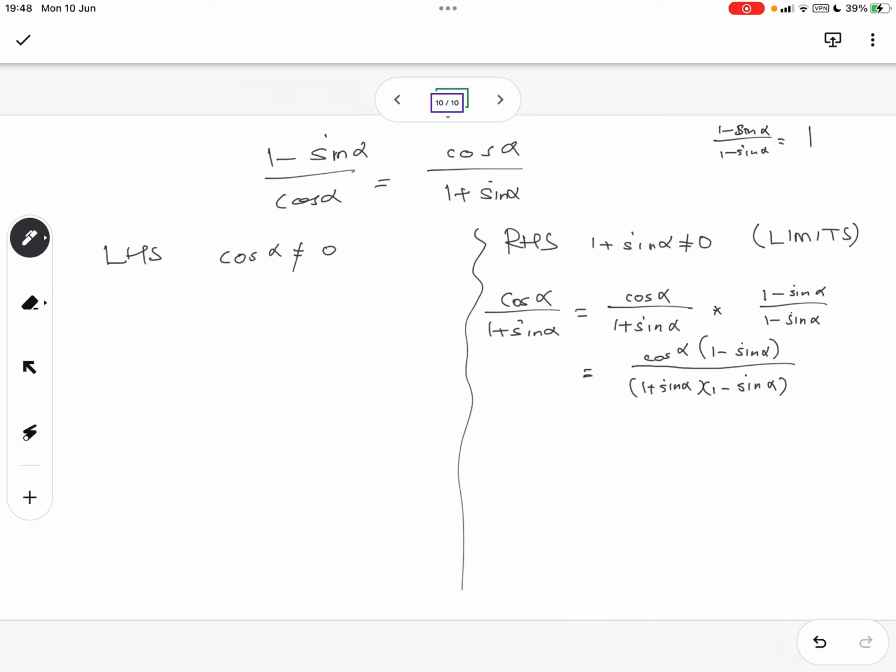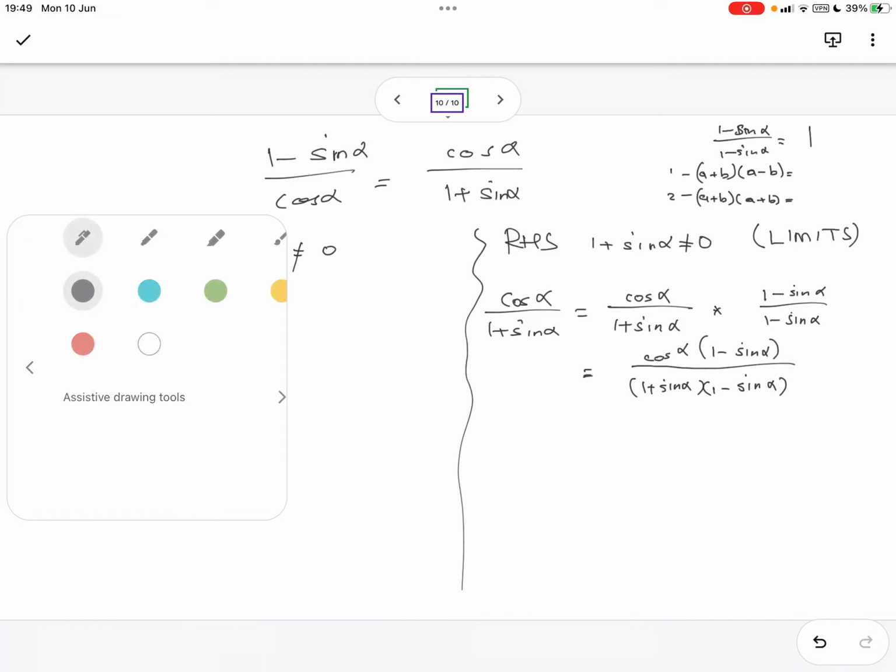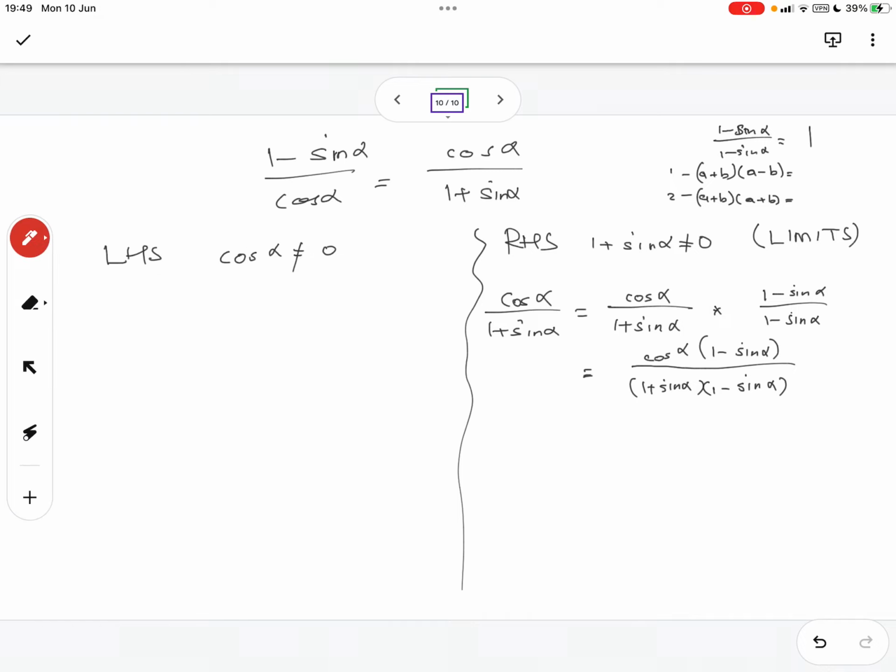So now we'll have cos alpha into 1 minus sine alpha over, now I'm going to have at the denominator, 1 plus sine alpha times 1 minus sine alpha. Now there's something in grade 9 or 10 where we multiply things like this, right?